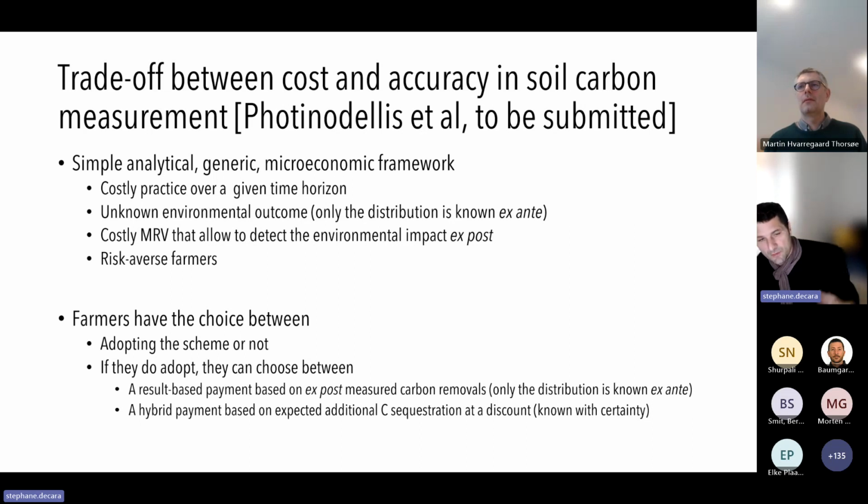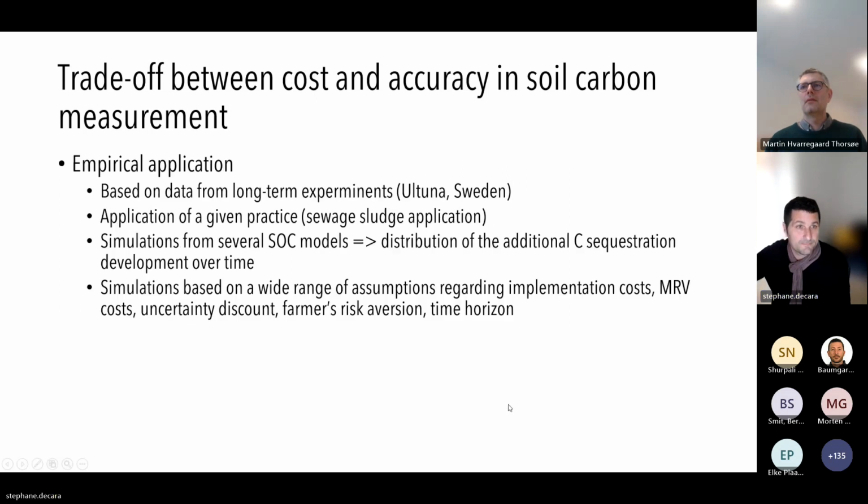Or a hybrid payment, where the farmer gets a certain amount of money based on the expected additional carbon sequestration, but has to pay a discount for the risk of not delivering the expected results.